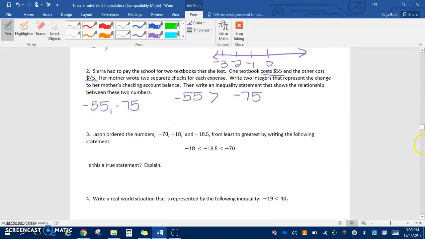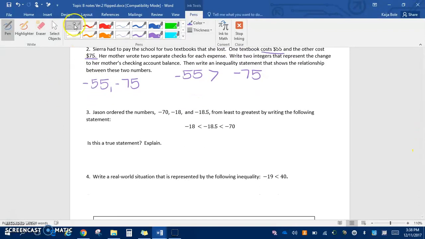And then number 3, put a star by it. I want you to try this one on your own, and then we will go over it in class tomorrow. Don't worry about number 4. Go ahead and try number 3. We'll go over it in class, and bring any questions you might have to class as well.